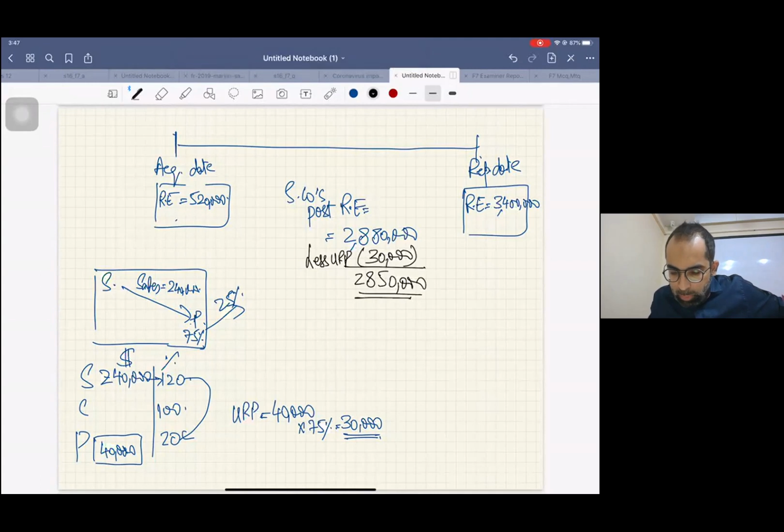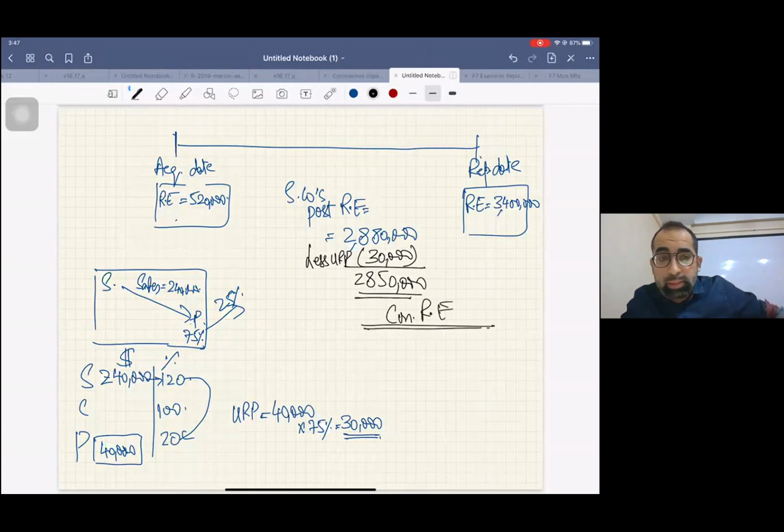Now, in this question, they are asking for consolidated retained earning. The requirement is consolidated retained earning. I hope you remember this, and this is a very easy thing. Consolidated retained earning is also called group retained earning. How do we calculate consolidated retained earning?